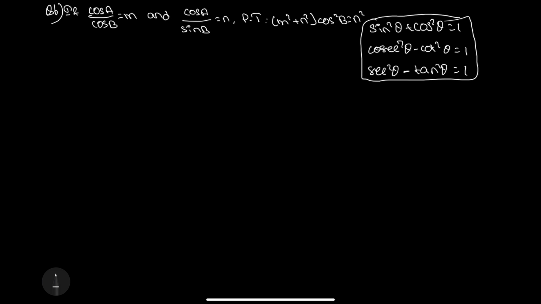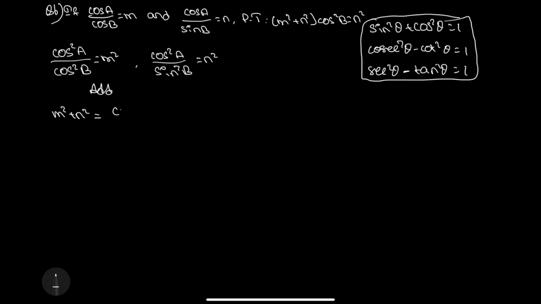So next we have our question number 6. Here also we have to apply square on both sides. We'll get cos^2 a / cos^2 b = m^2, and do the same for the second, which is cos^2 a / sin^2 b = n^2. Now we have to add, because for sin and cos we have only one relation, which is an addition, so we have to add. We'll get m^2 + n^2 = cos^2 a / cos^2 b + cos^2 a / sin^2 b.